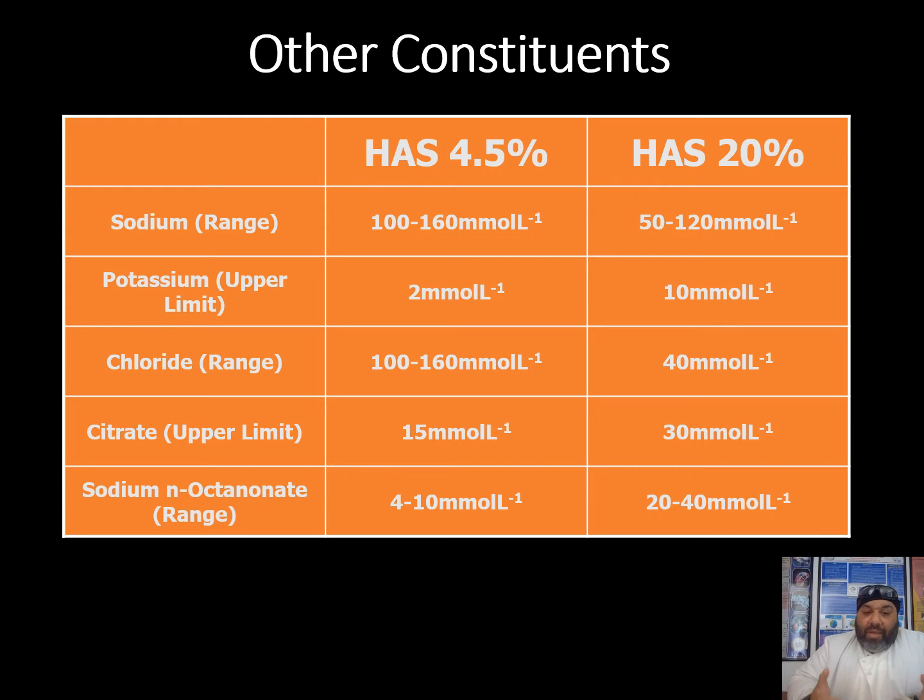liter. And generally speaking, again, depending on the scenario where an individual may require a human albumin solution, the physicians and laboratory scientists would collaborate to ensure that the patient gets either 4.5% or 20%, generally speaking.